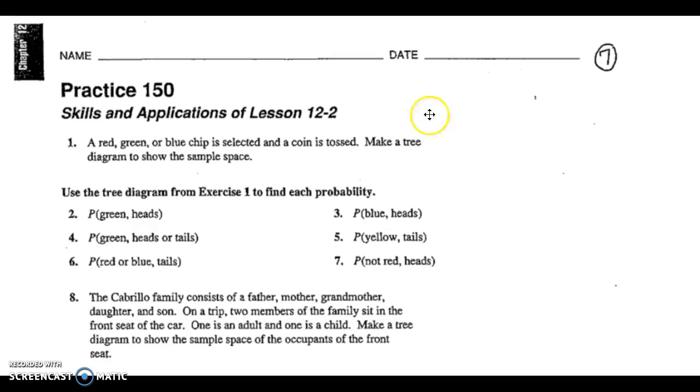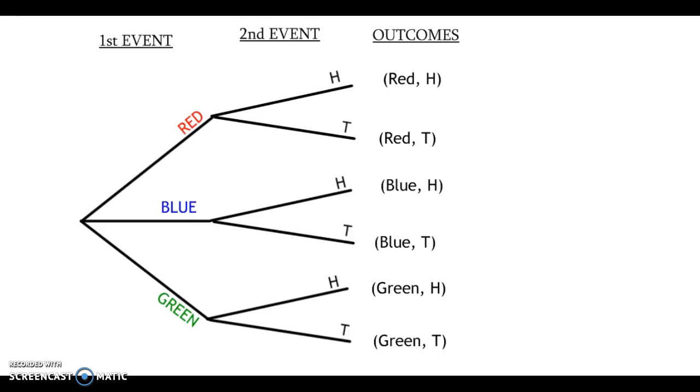The next page that we're going to be focusing on is page number 7, in which it asks us to draw a tree diagram to show sample space. First, it talks about red, green, or blue chips being selected. That's the first event, we call that. And a coin is tossed. That's the second event. A tree diagram is a diagram that represents all the different possible outcomes from multiple events. I'm going to show you on the next page what my tree diagram looks like.